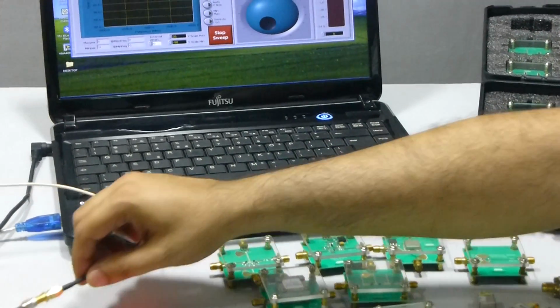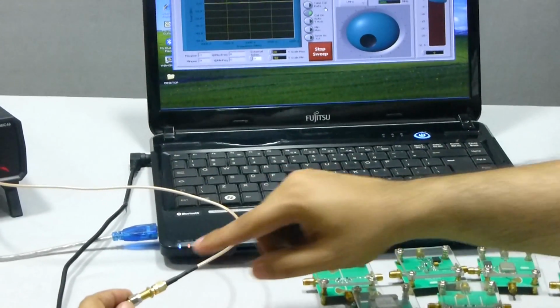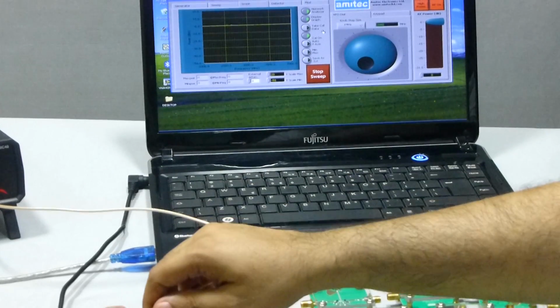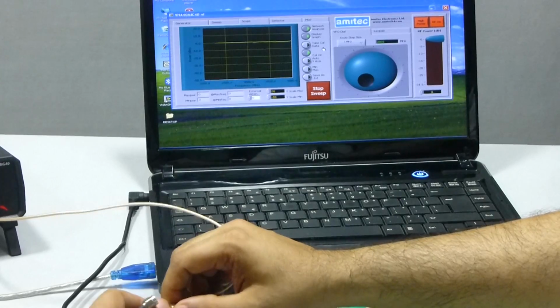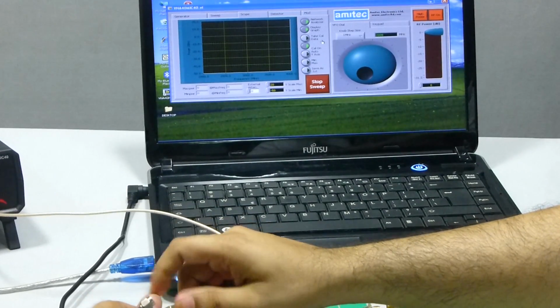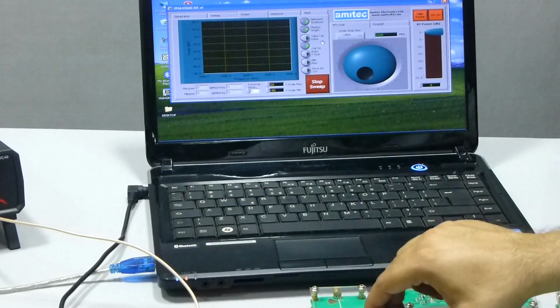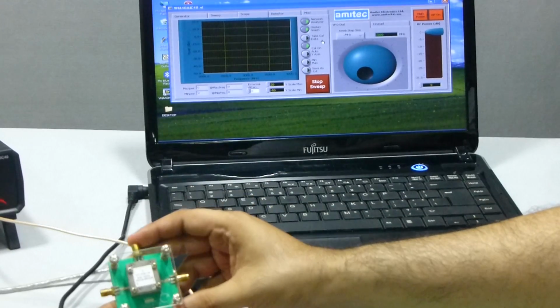We want to find out the frequency response from 2 to 4 GHz. We have set the instrument to 0 dB cal position by applying a through SMA connector, and we'll try to find out the frequency response of various components. Now we begin by finding out the circulator response.